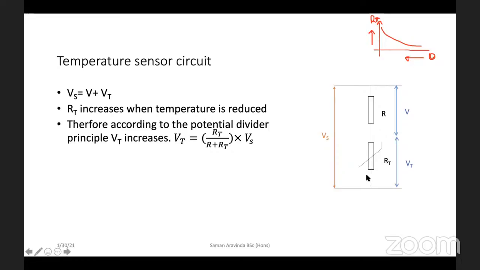When the resistance of the thermistor increases, the potential difference across it also increases. Now let's say, arbitrarily, the resistance of the thermistor at the beginning was zero. It is like the temperature is high and the resistance is zero. So what about the potential difference across the thermistor? That's also very low, very, very close to zero.